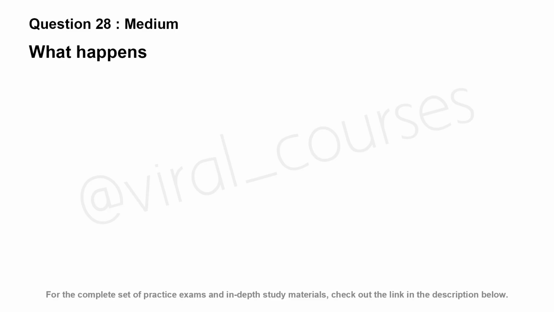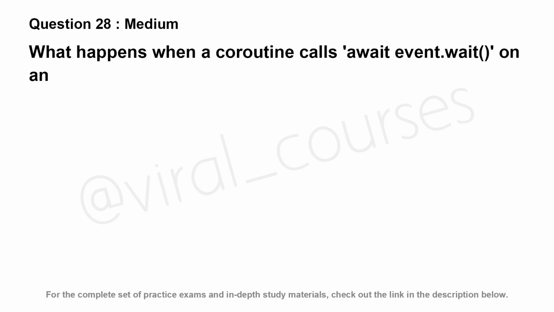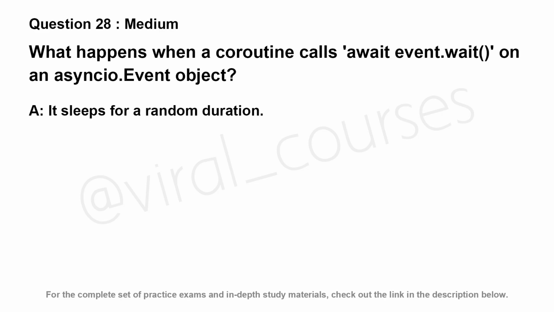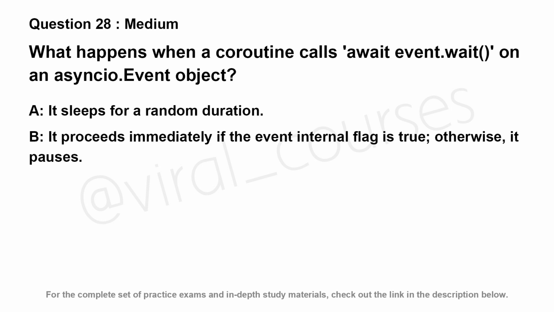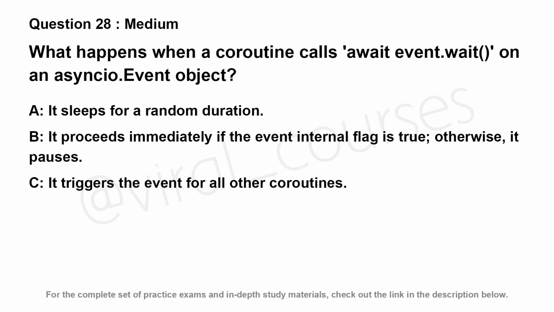What happens when a coroutine calls event.wait on an asyncio Event object? Option A. It sleeps for a random duration. Option B. It proceeds immediately if the event's internal flag is true. Otherwise, it pauses. Option C. It triggers the event for all other coroutines. Option D. It resets the event flag to false.